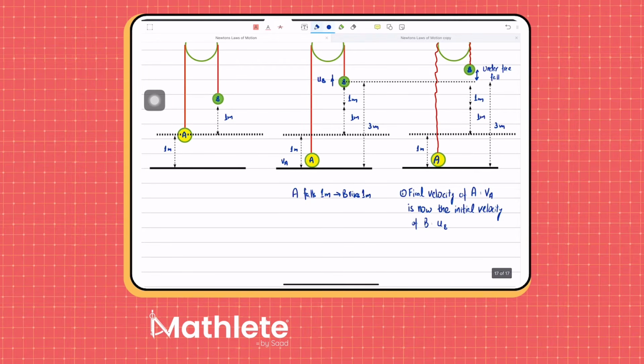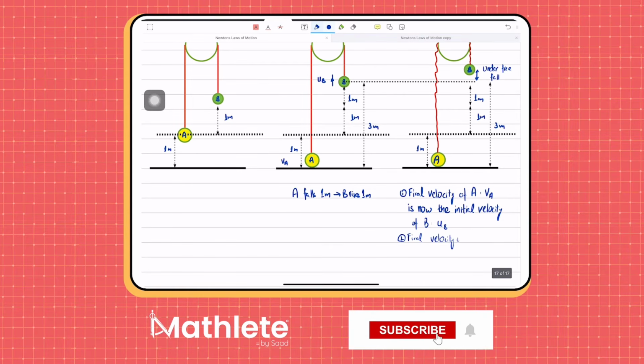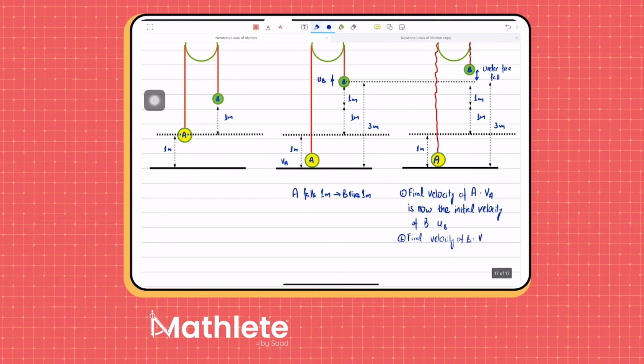So when it reaches its maximum height, although I already asked this question and you guys have already answered it, what would be the final velocity of B? 0. That's correct. The final velocity of B, which is VB, equals 0. This is something that we have done earlier as well. When you throw an object up, as soon as it reaches its maximum height, the velocity is 0. In fact, the reason it's reached its maximum height is because velocity is 0. If the velocity wasn't 0, it would still be moving up.